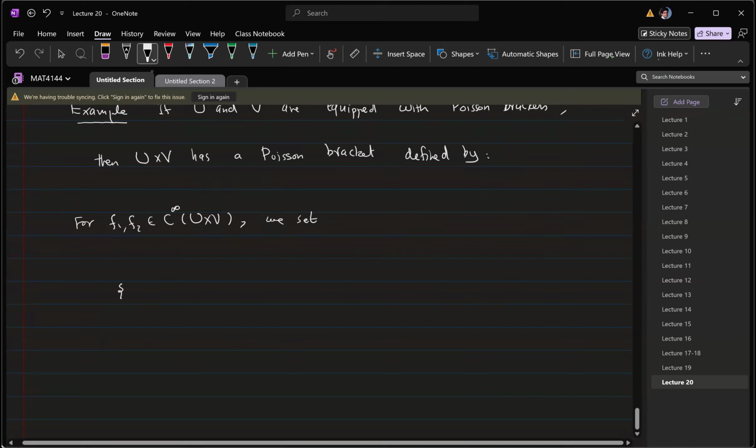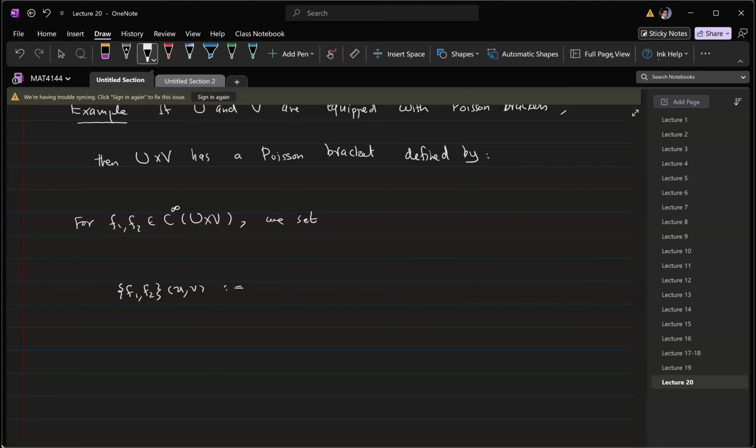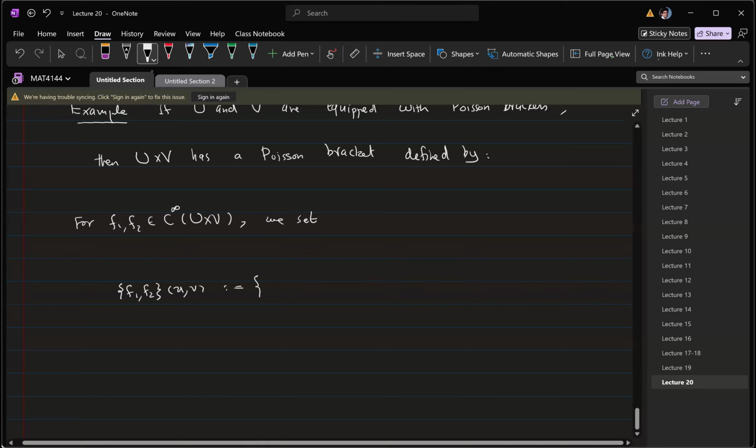So we set the bracket of F1, F2. This should be a function on U cross V again, so you should evaluate this function at some point (u, v). What should be its value? Its value is the sum of the values of two Poisson brackets. One comes from the one on U when you fix the V parameter. You have two parameters, so you can fix the second one and let the first one vary. You think of it as a function on U, and now you can do this Poisson bracket.